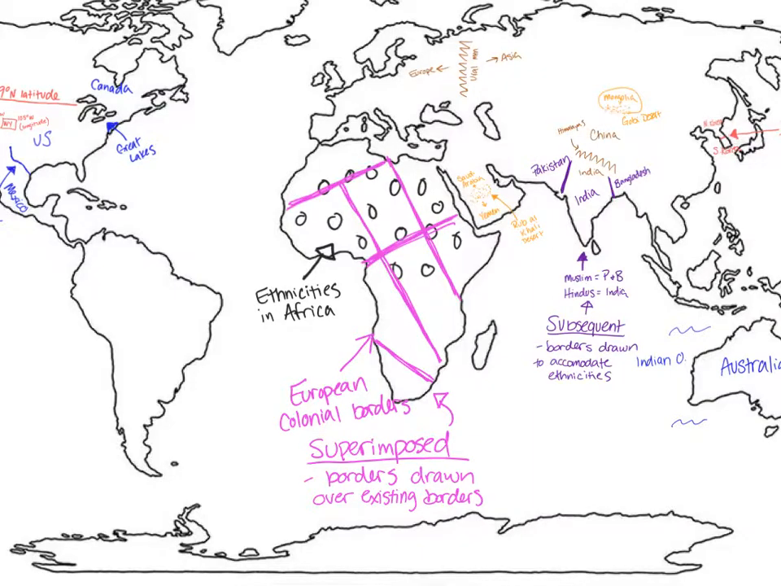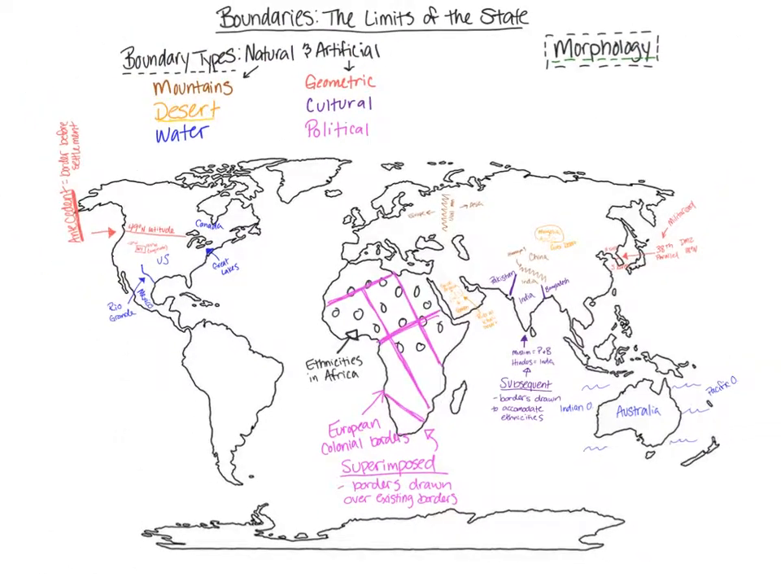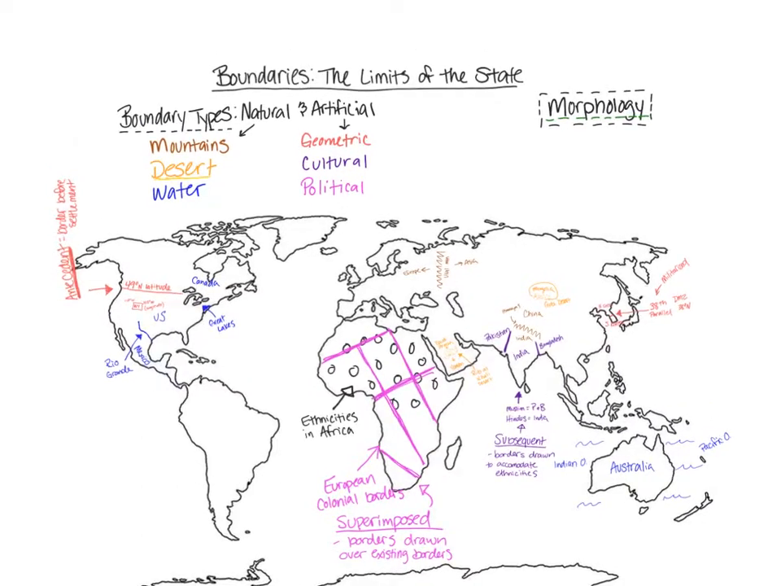So that is our boundary types. I don't think I'm missing any. Yeah, no, got them all. All right. Let's go over to morphology. So grab a different color, whatever you want. I'm going green because I haven't used green yet.